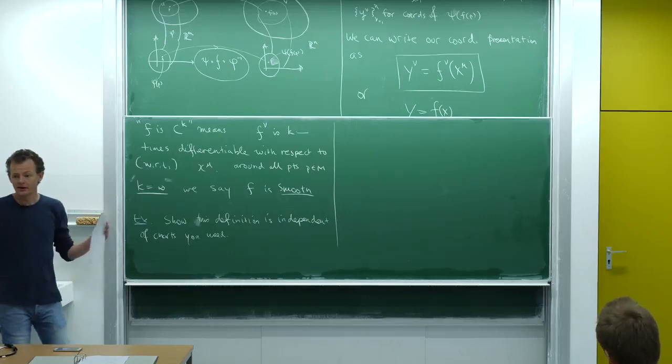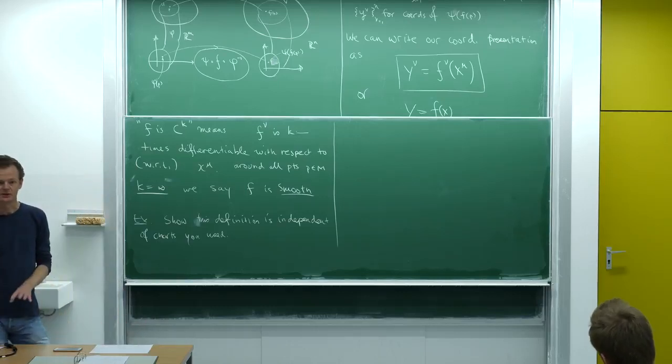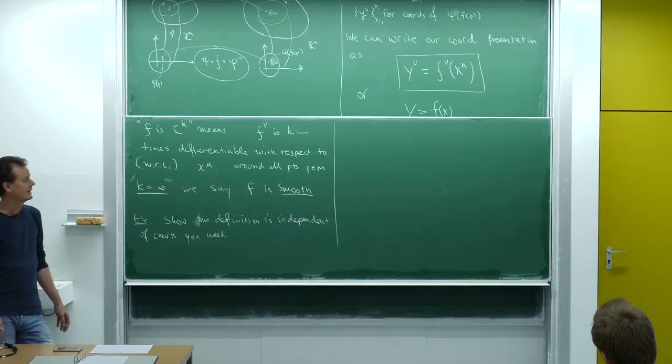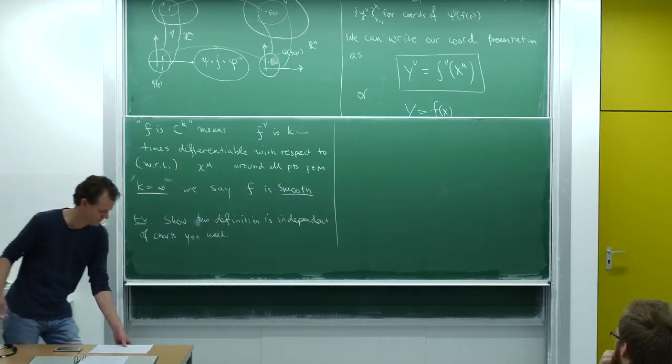That's it. So we've got our category now. We can actually start doing math. We want to do physics, but we can at least do math. Our objects are manifolds, C^k manifolds, and our morphisms are C^k maps between these manifolds. And k will usually be infinity.